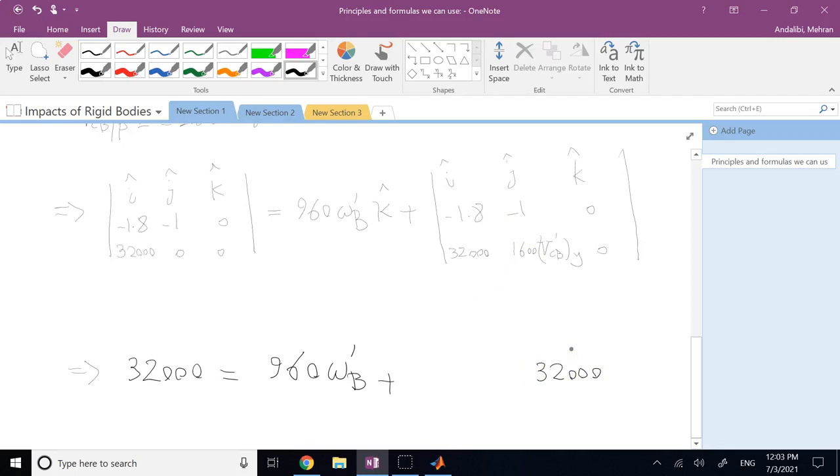Okay, so, or negative. This guy is going to be negative, and this is going to be V prime of CBY, and the coefficient of that is going to be 1.8 times 1600, which is 2880.